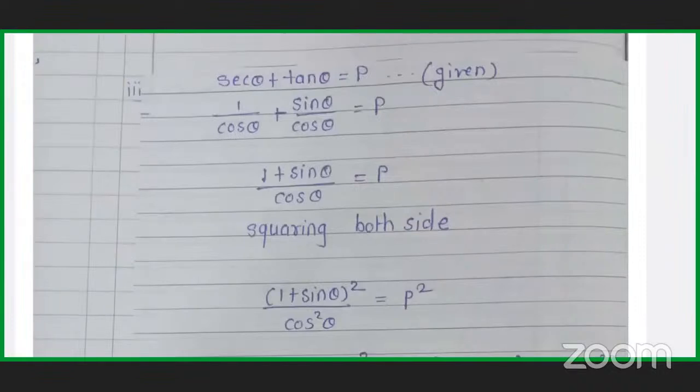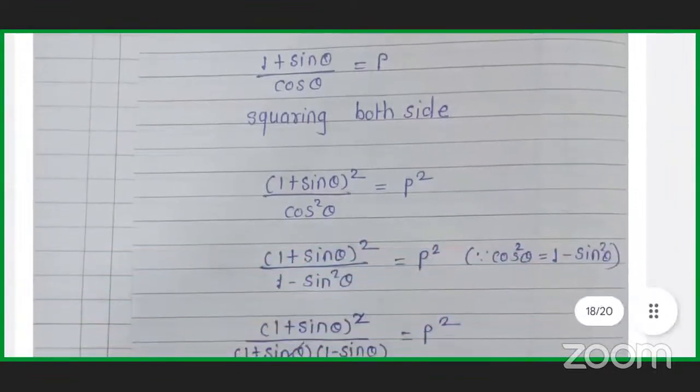Squaring both sides. Why do we have to square? Because P square form is given, so we have to square it. So (1 plus sin theta) bracket square upon cos square theta is equal to P square. That cos square theta in the denominator, we replace by the identity 1 minus sin square theta. So in the numerator we get (1 plus sin theta) bracket square upon 1 minus sin square theta is equal to P square. That 1 minus sin square theta is nothing but the form of a square minus b square, that is a plus b in the first bracket, a minus b in the second bracket.